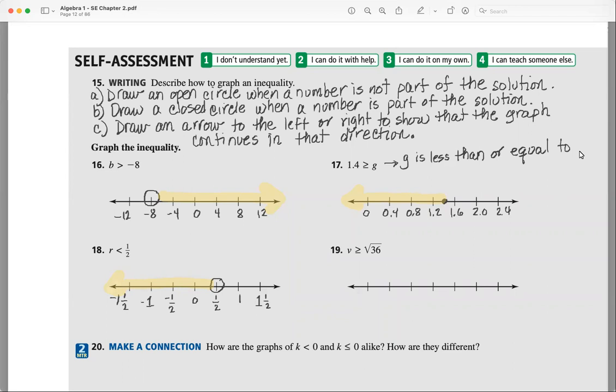Now on this one, you have to simplify first. Okay, so when you simplify, V is going to be greater than or equal to, the square root of 36 is 6. So greater than or equal to is going to be graphed to the right. It's a closed circle on 6. And we're going to shade to the right.